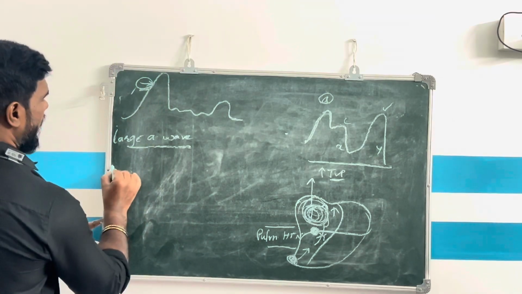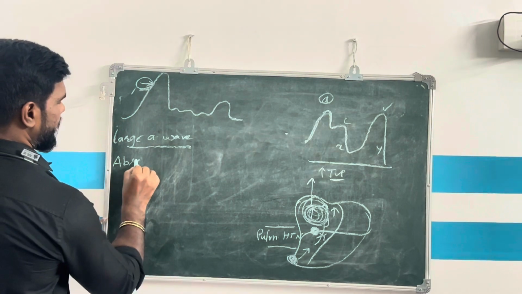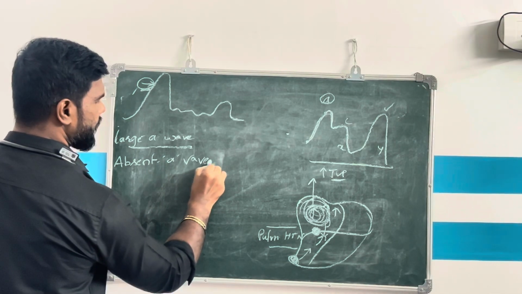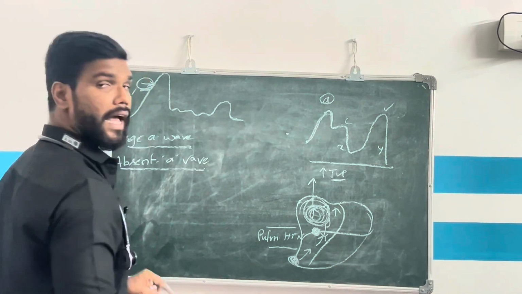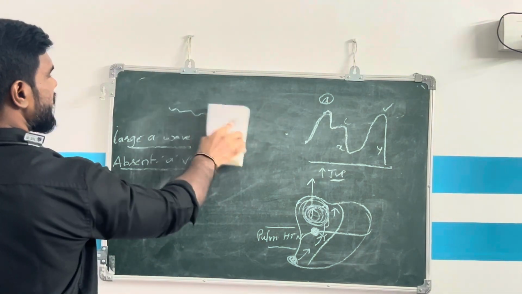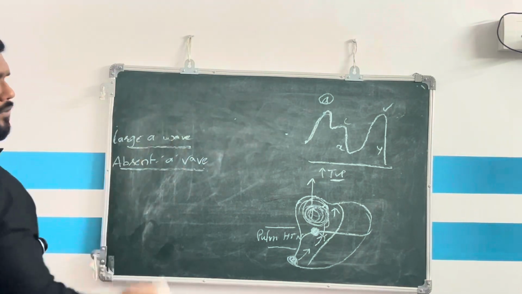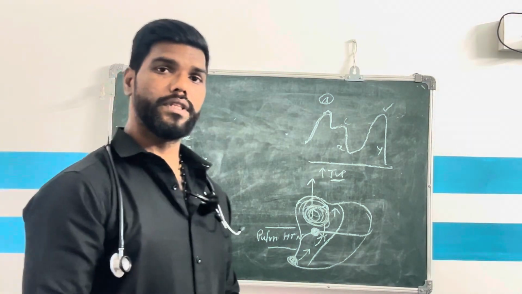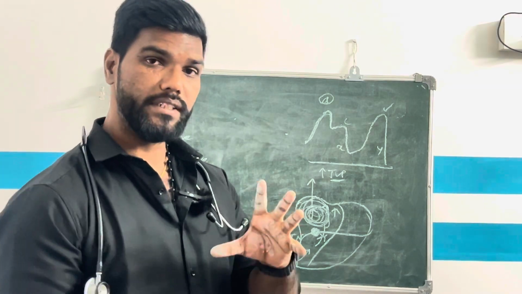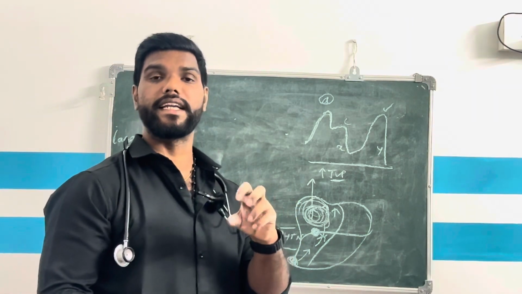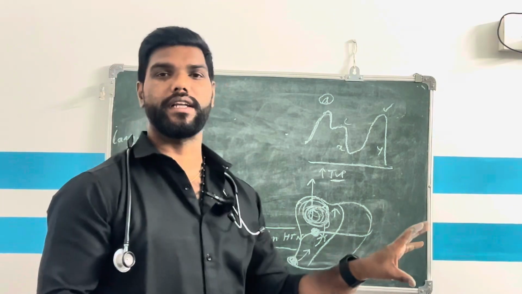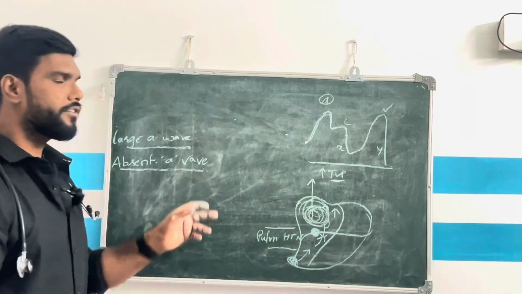In some conditions, the A wave is absent. Here there is no A wave. Why is the A wave not produced during asystole? There is fast beating of the atria, fast twitching, or sometimes there is no beating of the atria, which leads to absence of the A wave.